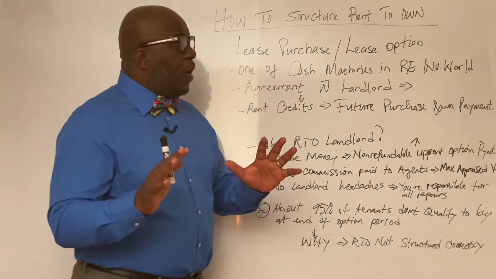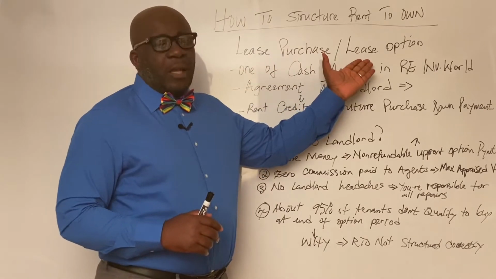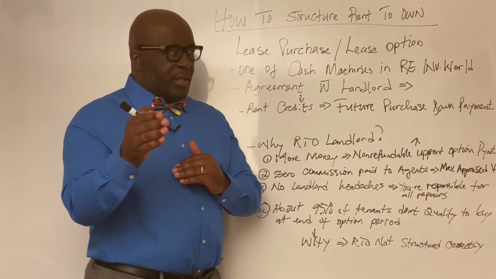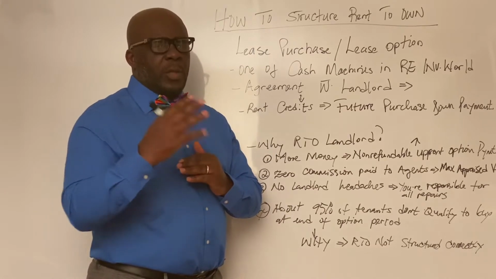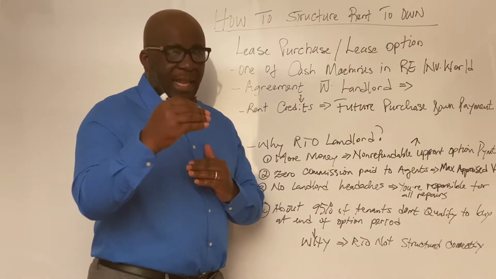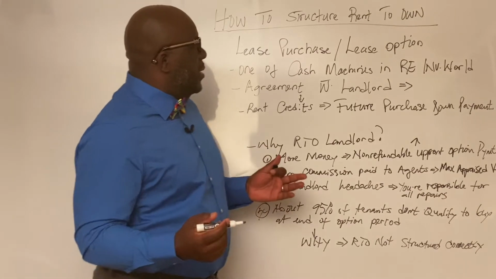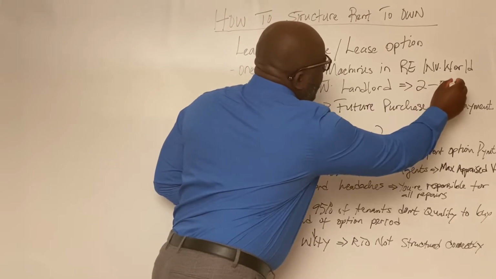Rent to own is also called a lease purchase or a lease option. You enter into an agreement with a homeowner, the landlord, to rent their home with an option to buy that home in the future, usually between 2 to 5 years.